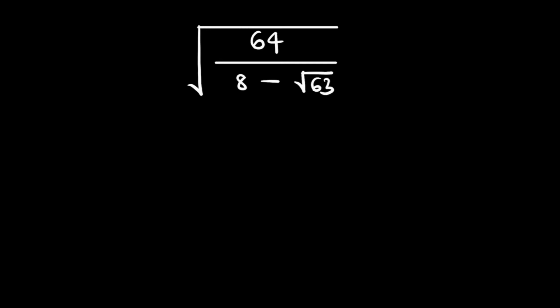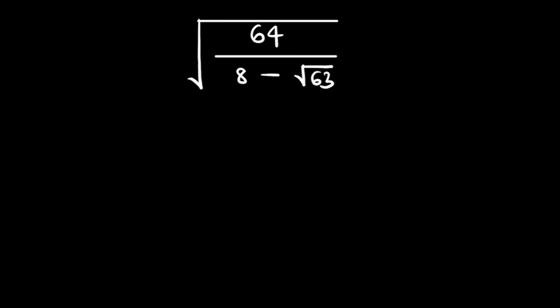Hello everyone. Let us together solve this beautiful square roots problem. We have the overall square root of 64 divided by 8 minus the square root of 63. I'm going to apply the law of surds that says that when you have the square root of a over b, you can separate them into the square root of a divided by the square root of b.